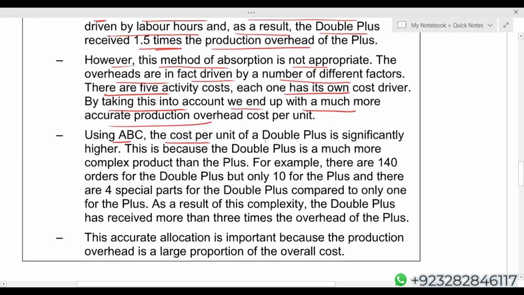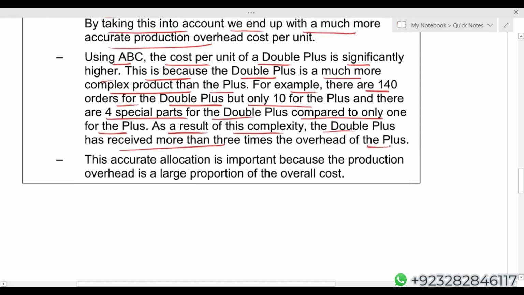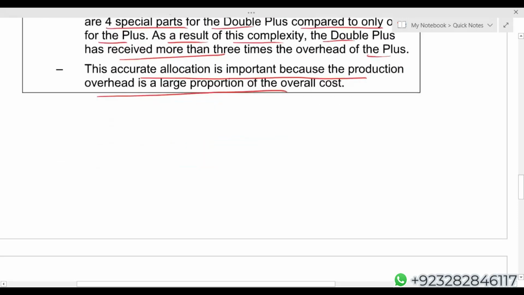Using ABC, the cost per unit of a double plus is significantly higher. This is because the double plus is a much more complex product than the plus. For example, there are 140 orders for the double plus, but only 10 for the plus, and there are 4 special parts for the double plus compared to only 1 for the plus. As a result of this complexity, the double plus has received more than 3 times the overheads of the plus. This accurate allocation is important because production overhead is a large proportion of the overall cost.